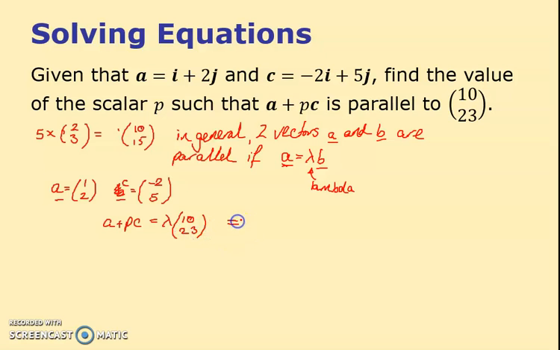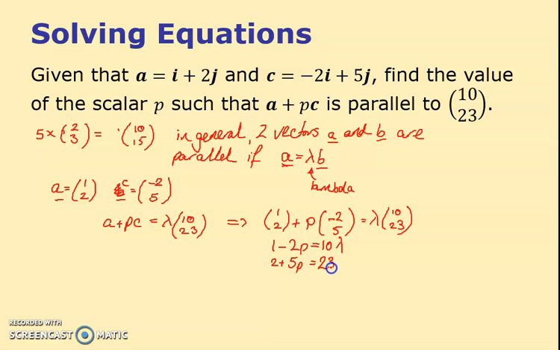So let's go for that again. A is (1, 2) plus (-2, 5) times by p, and that is equal to lambda (10, 23). I think this is simultaneous equations, you know. So I'm going to write out the top line. Notice what I get. I get 1 minus 2p equals 10 lambda. And on the bottom line, I'm going to write that out. I get 2 plus 5p equals 23 lambda.